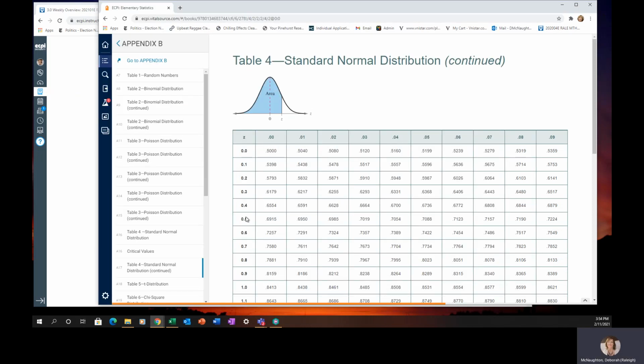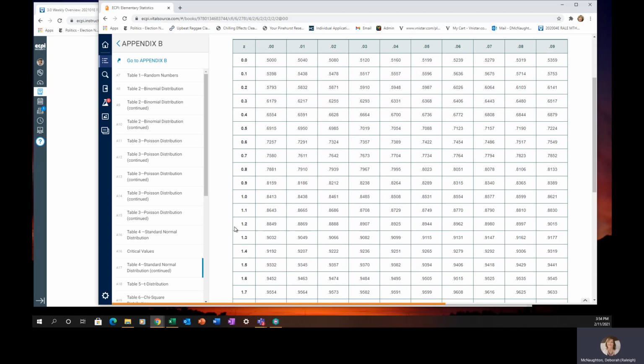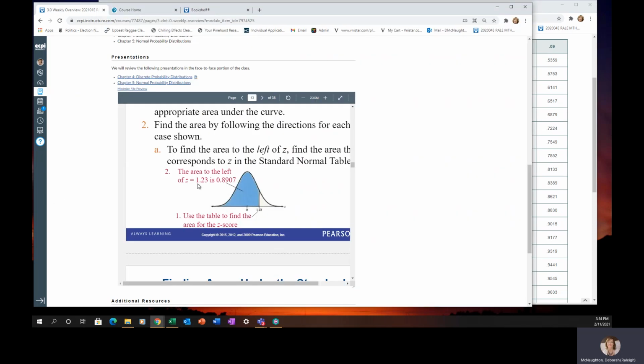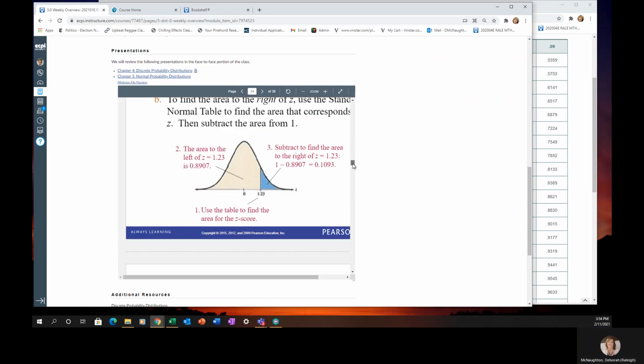So we go z equals 1.2. So I need this row here, 1.2. 1.20, 1.21, 1.22, 1.23, 0.8907. So that's how they got that value. And then this next one, the area to the right, again, we just take 1 minus to get the area to the right.